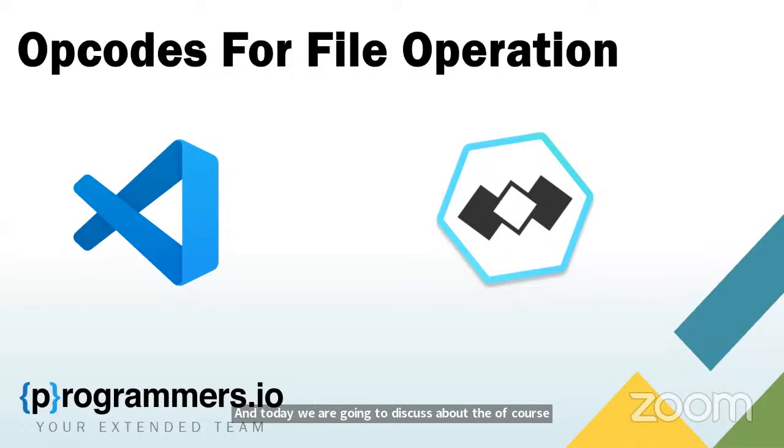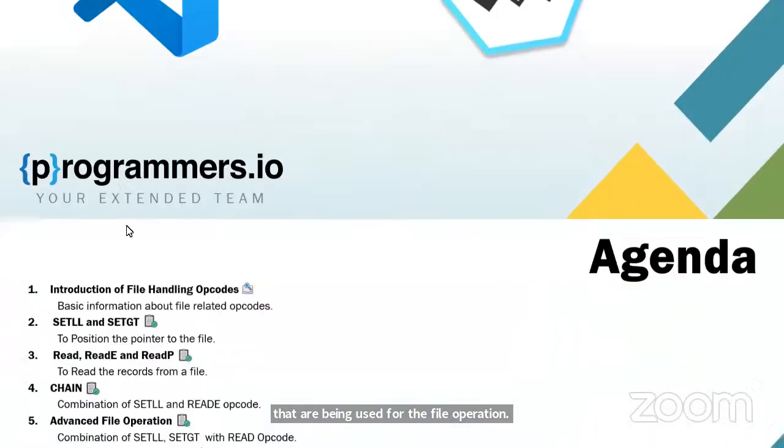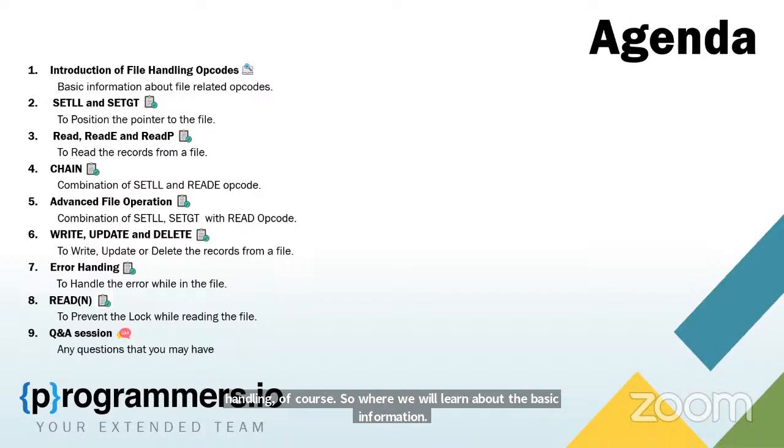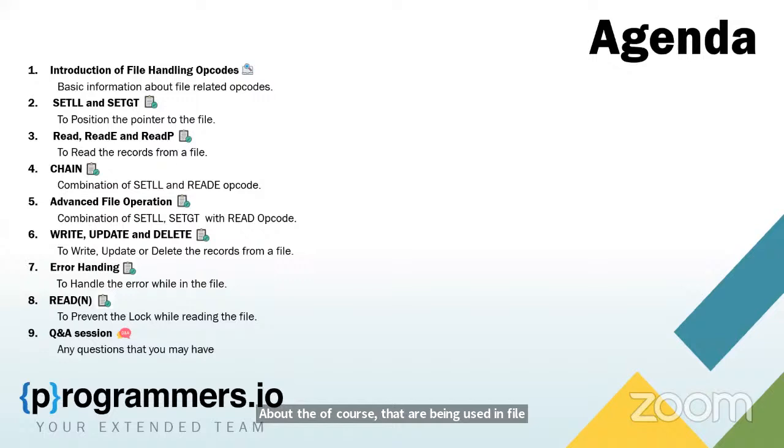Let's move to the first slide. Today we will discuss the introduction of file handling opcodes, where we will learn the basic information about the opcodes used in file operations. Then we will move forward with the setll and setgt opcodes. Both opcodes are used to position the pointer in the file. We will discuss both opcodes in the next slide.